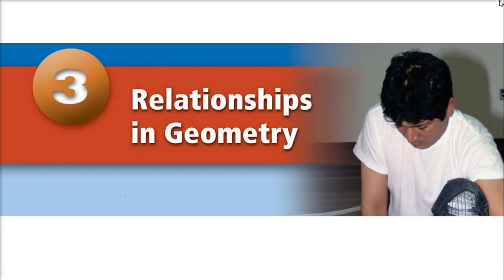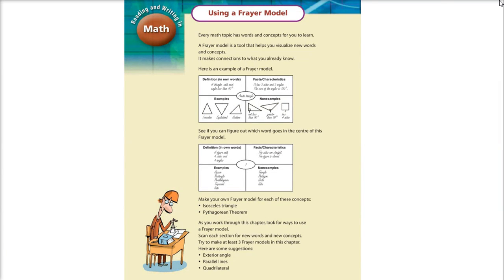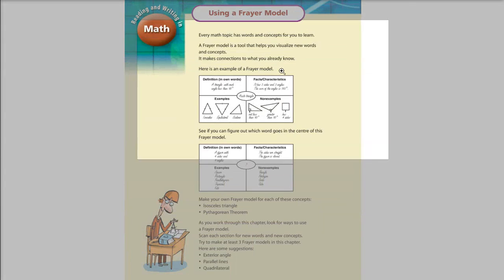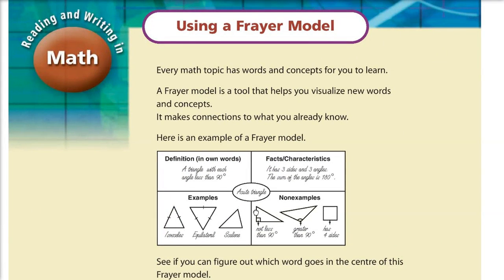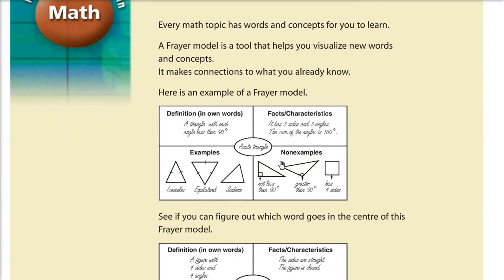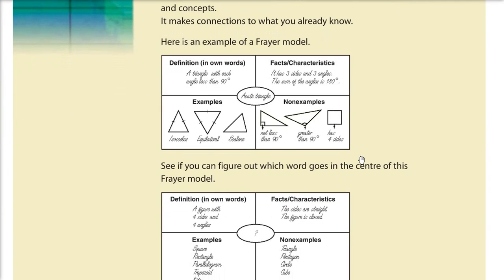We are discussing the relationships in geometry. Generally, we use the Frayer model. And what is this Frayer model? Because mathematics is all about the words. The word says it all. So how do you visualize it? What are the concepts? I'll give an example of the Frayer model.